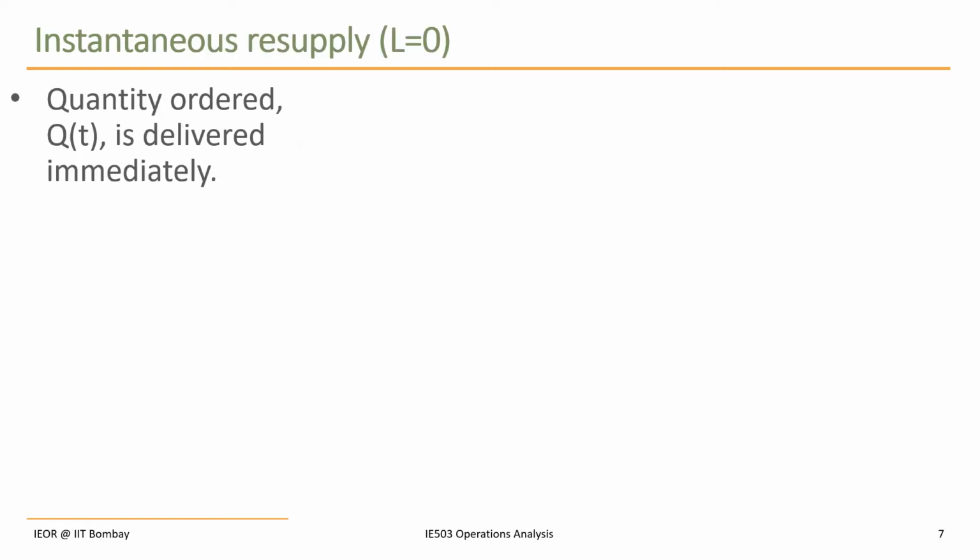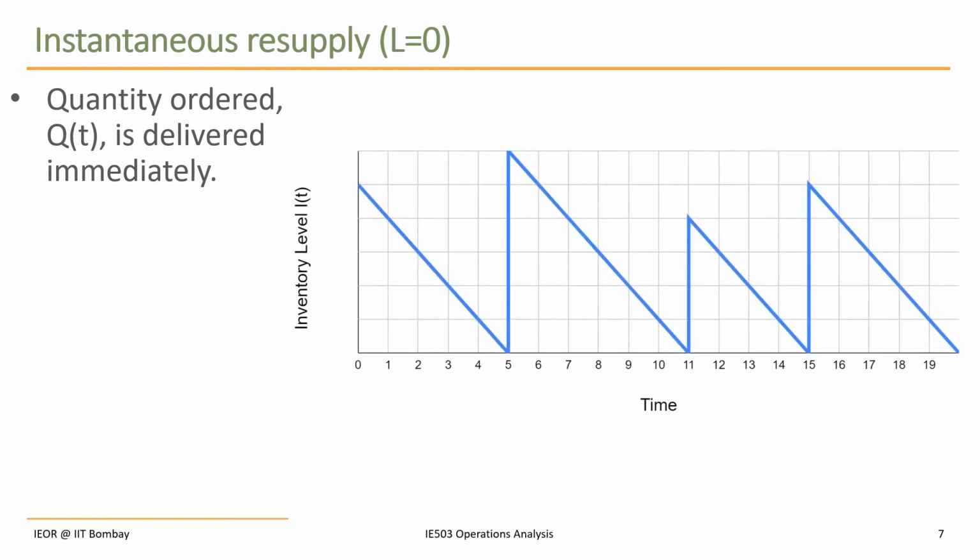Let's take up a more basic model with instantaneous resupply, L equal to 0. That means whatever quantity we order, say Q of T is the quantity ordered, is delivered immediately. Let's draw some hypothetical example. Here on the y-axis we have inventory, and the inventory keeps reducing, and being the shop, I don't want the inventory to go as soon as it hits 0. I know that the lead time is 0, right? So whatever I order will come immediately.